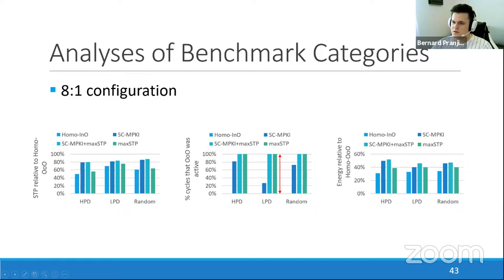Then the energy efficient and the energy efficient plus maximum system throughput arbitrators maximize out of order core utilization for the LPD category, even though there is no significant speed up. And this means in the random category, benchmarks that created out of order starvation due to high contention could perform a lot better when paired with unmemoizable benchmarks from the LPD. So we see that in the random category, we get the best performance.